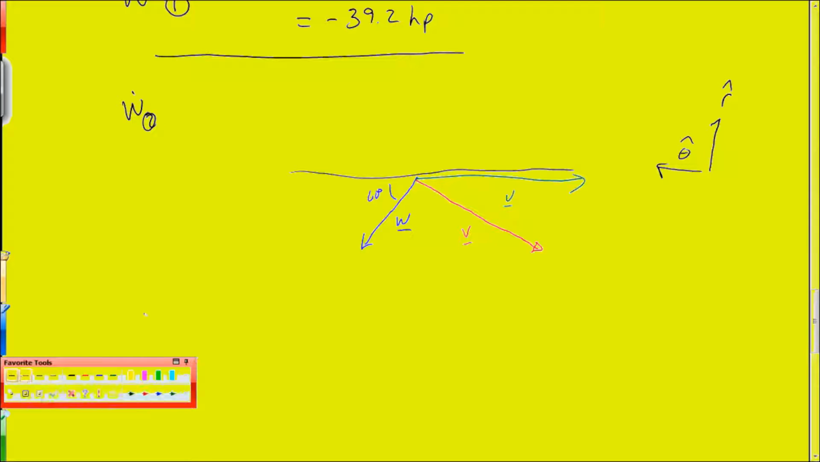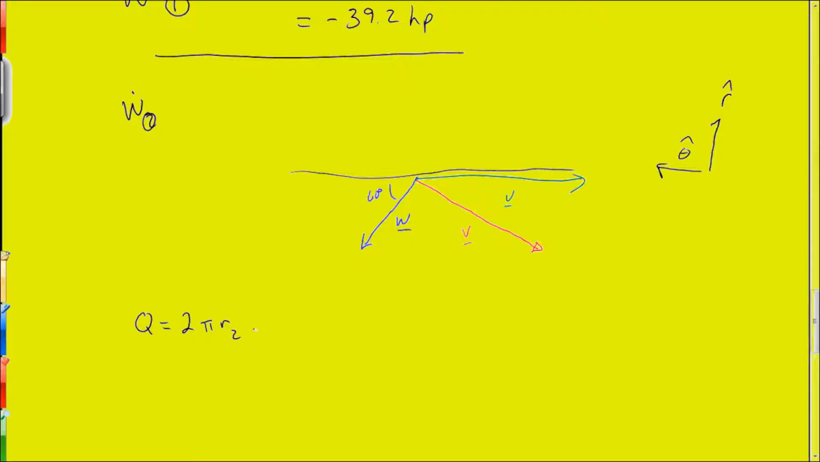We know that the volumetric flow rate, when we do the integral over the area, is going to be equal to 2 pi r2, the radius, b, the thickness, times minus W_R. And I write this as a minus because W is in the negative r hat direction. And so W_R is going to be a negative number, and we always want Q to be a positive number when we do these problems.